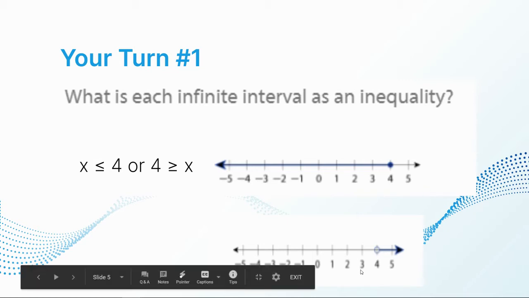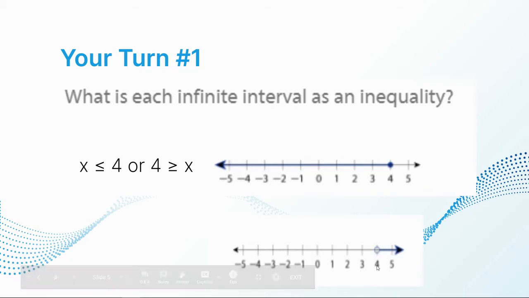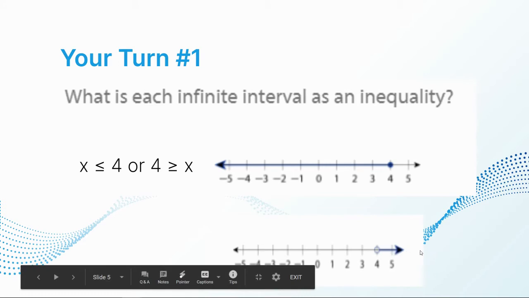Okay, for our second one, we have an open hole at 4 and then it going bigger than 4 all the way to infinity. So open holes are the less than or greater than sign. And then again, it's pointing towards infinity. So is this growing or getting smaller? It is x is greater than 4.